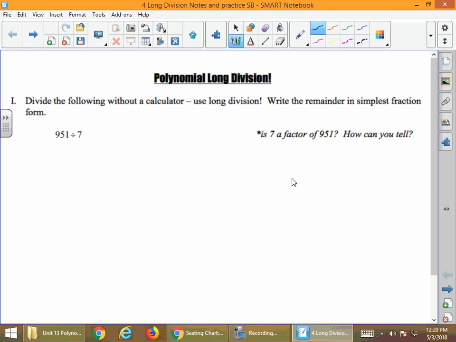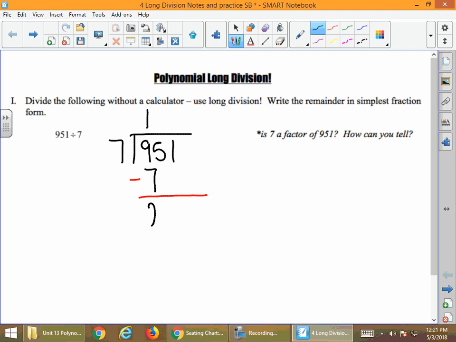And what we do, this is 951 divided by 7, is we're going to set up our box. 951 divided by 7. Once we have it set up, we ask ourselves, how many times does 7 go into 9? Well, 7 goes into 9 one time. And then we take 1 times 7, which is 7. Do you remember what we do now? We subtract it. We're going to subtract that 7. And 9 minus 7 is 2. And then we're going to bring down the 5.